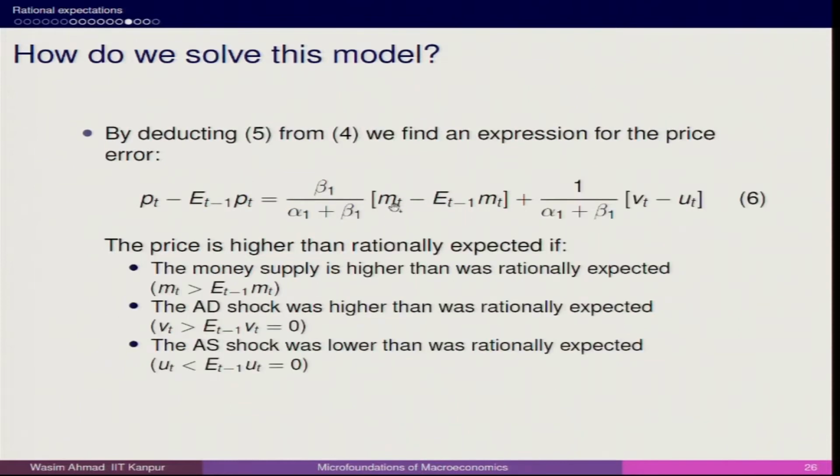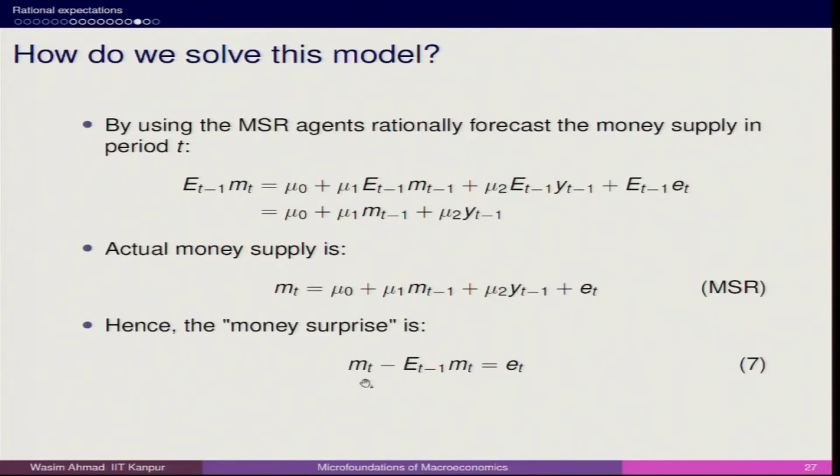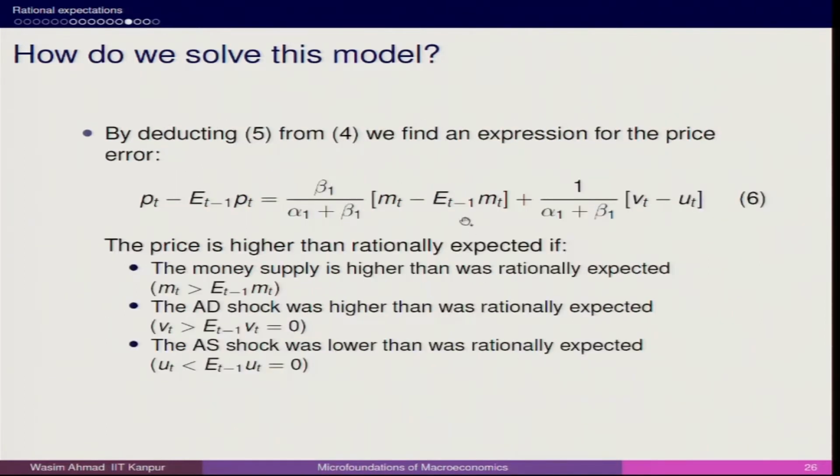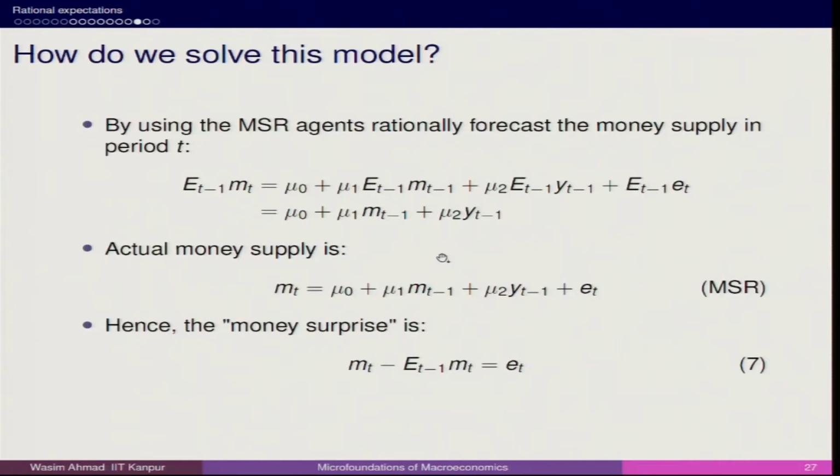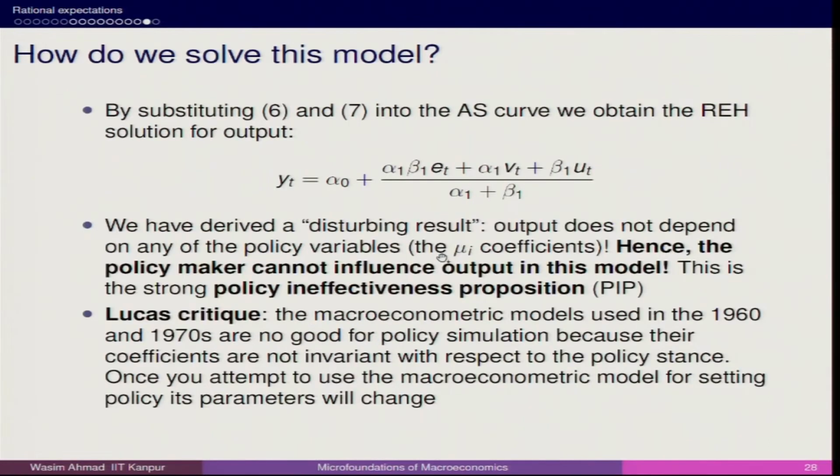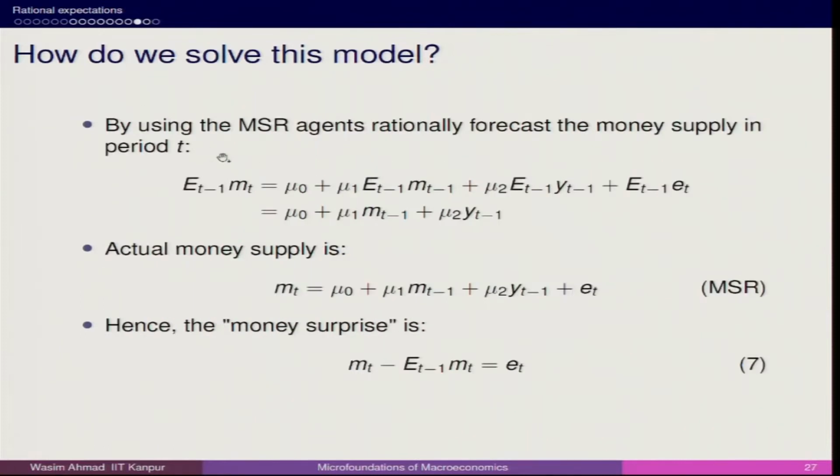Can I get this particular expression? I can get this particular expression here. So here it becomes Mt minus the expectation of t minus 1 Mt is equal to the error term, which means that now this Et can be substituted back here. How does it look like? So if I just go for the substitution of those things, here if I just go 6 into 7.